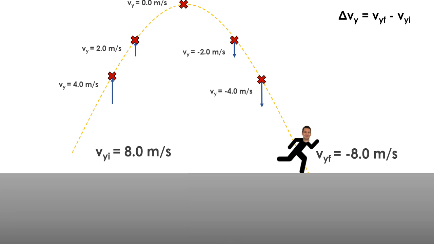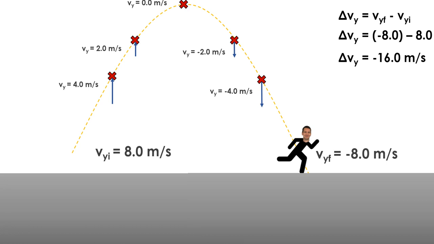So we now can use this information. We have the initial vertical velocity, we have the final vertical velocity, we can work out the change in vertical velocity. So have a go at that now using the numbers that we have here. Just pause this video. And you should have minus 16 meters per second. I hope that makes sense.